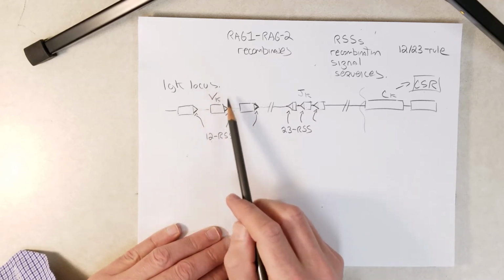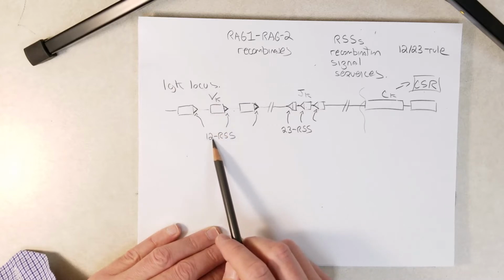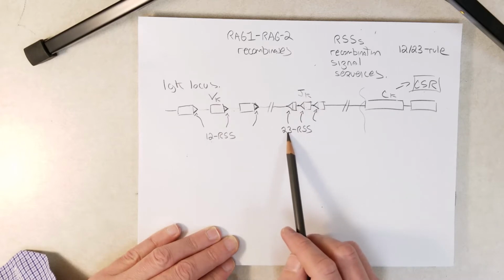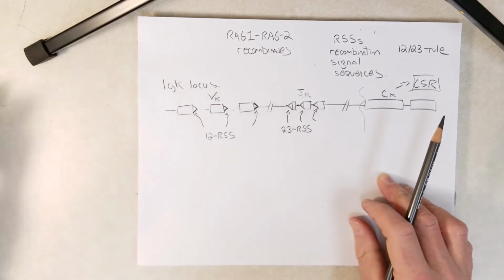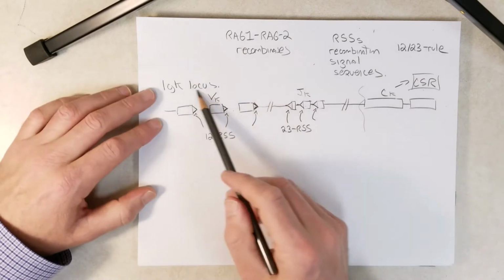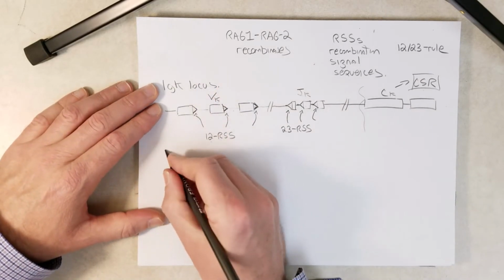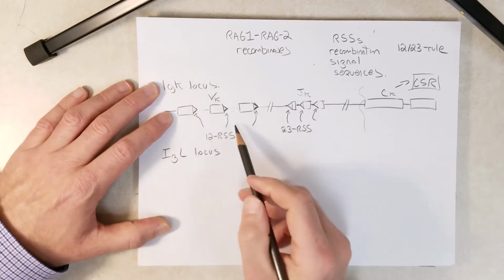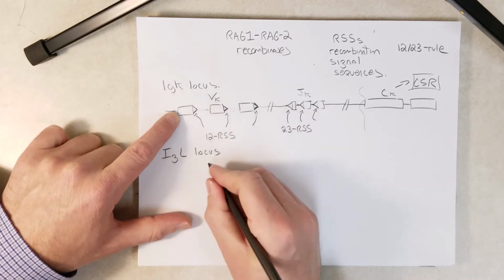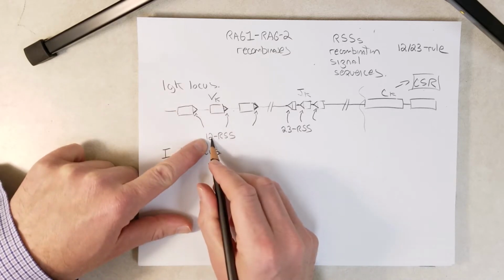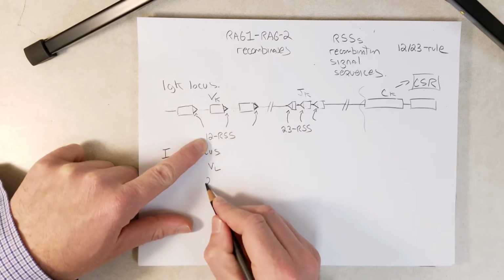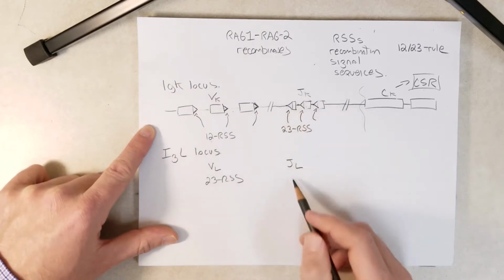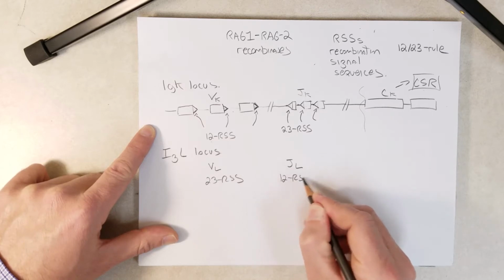At the IgK locus, each VK segment is followed by a 12 RSS, and each JK segment is preceded by a 23 RSS. Now, the IgL locus is very similar. But interestingly, each VL segment is followed by a 23 RSS, and each JL segment is preceded by a 12 RSS.